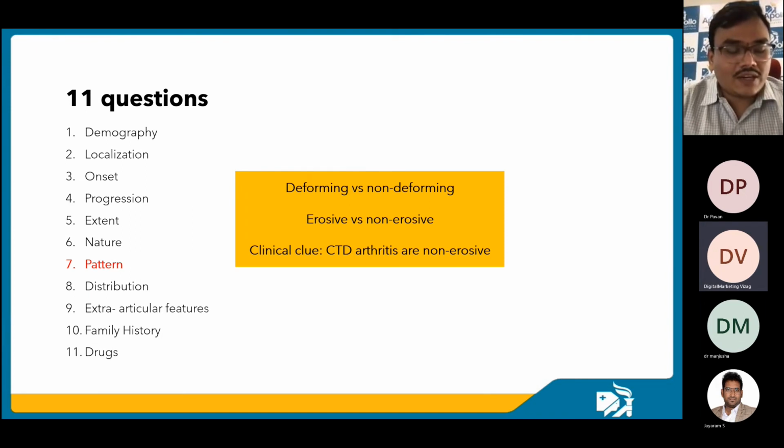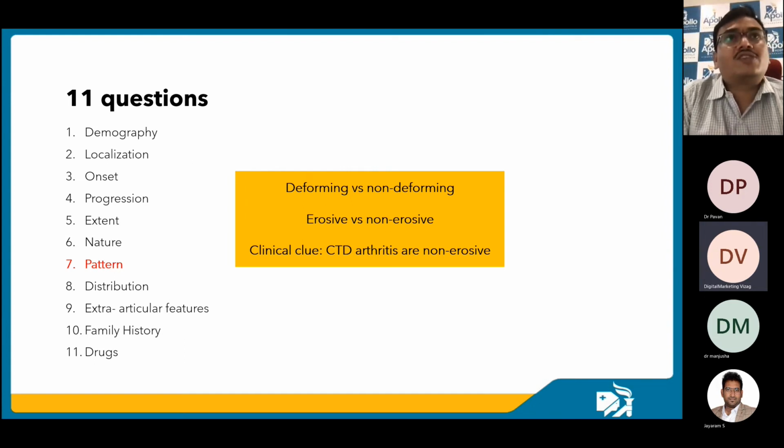By CTD, I mean SLE, Sjogren syndrome, or myositis. Associated arthritis are usually non-erosive. That means they are non-deforming arthritis. So whenever you see a patient with deforming arthritis, we have to consider predominantly rheumatoid arthritis, spondyloarthritis, crystal-related arthritis, and in few cases of mixed connective tissue disease.